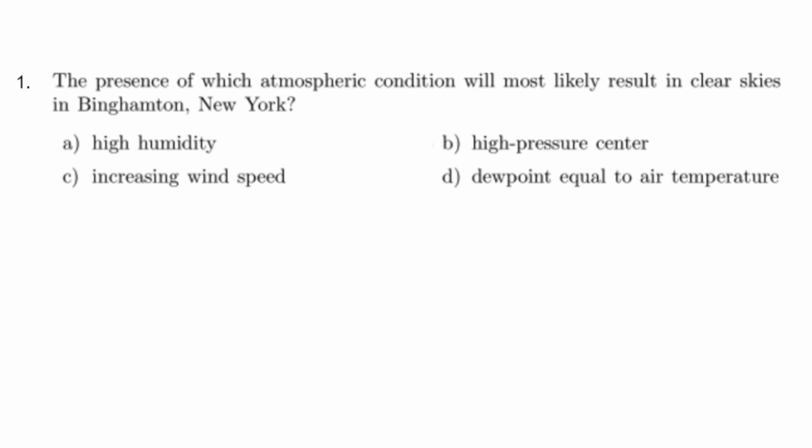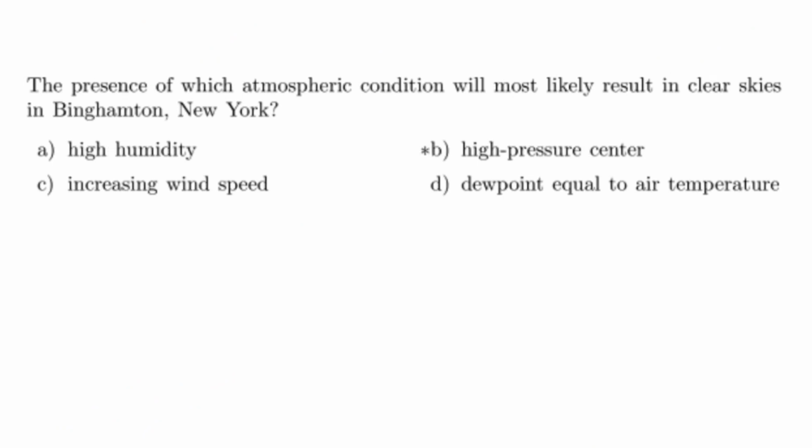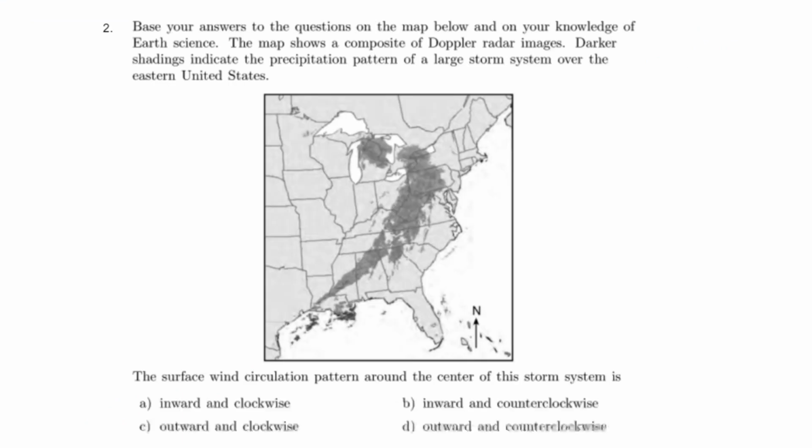The correct answer is high pressure center. Remember, high pressure areas have clear skies and really nice sunny weather. Low pressure areas have it stormy, gross, rainy, hurricane, cyclone weather. Okay. Let's try number two. Pause this video, try this one.